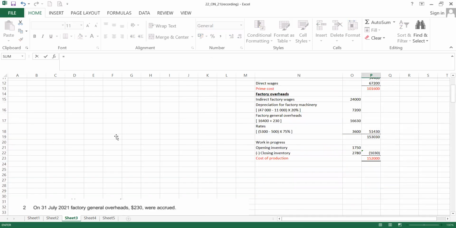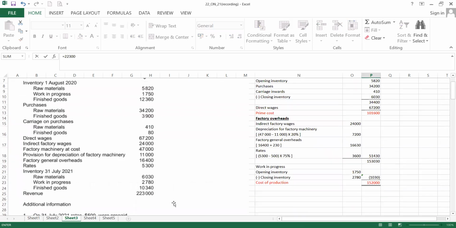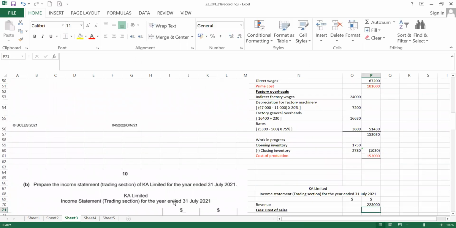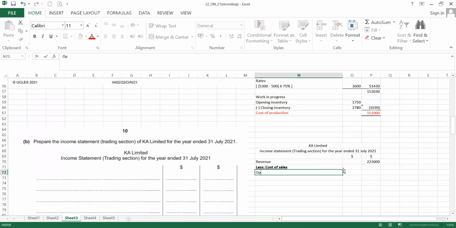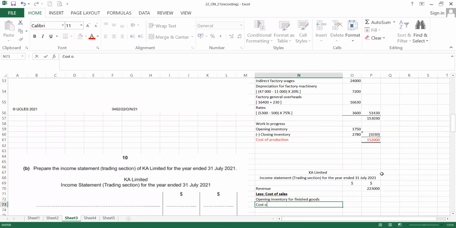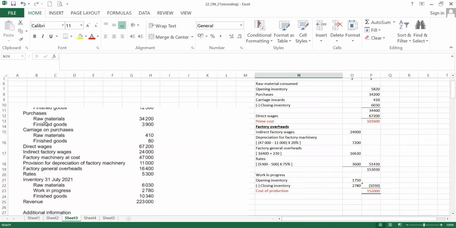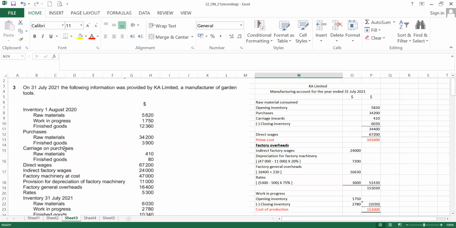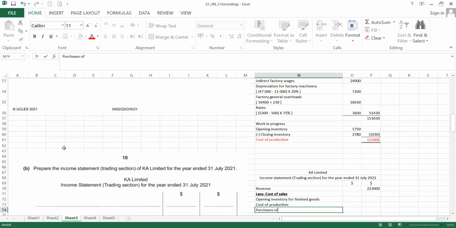So our revenue is straightforward, 22300. And then come to the cost of sales. Cost of sales has more items to be adjusted. So first of all, opening inventory for the finished good. This one is for finished good. You can put it like this, or just put opening inventory. The next one, cost of production. Then in this question, they have the purchase of the finished good.